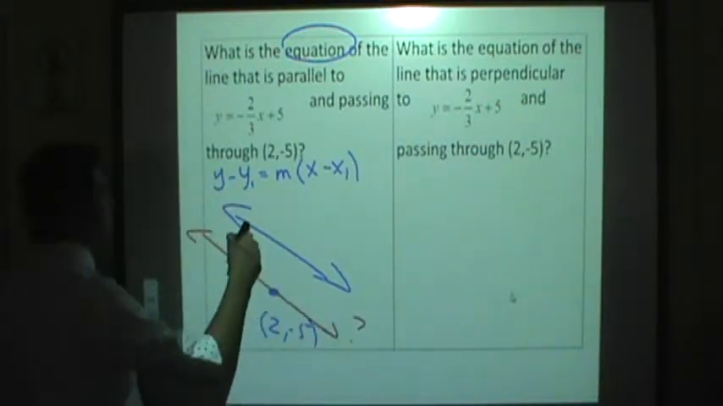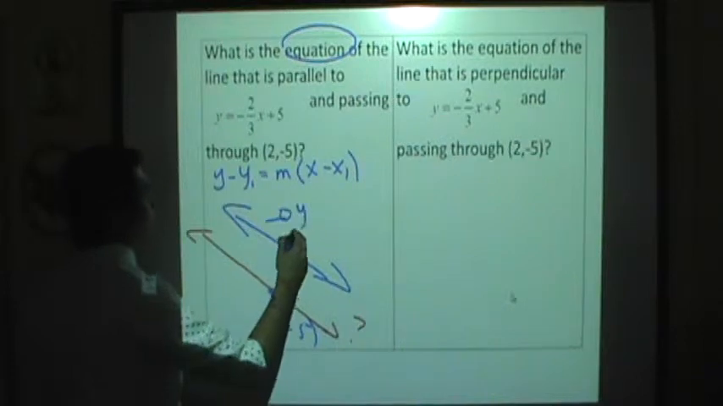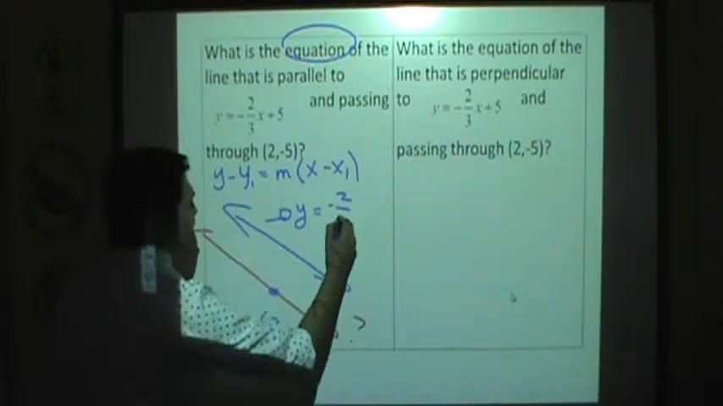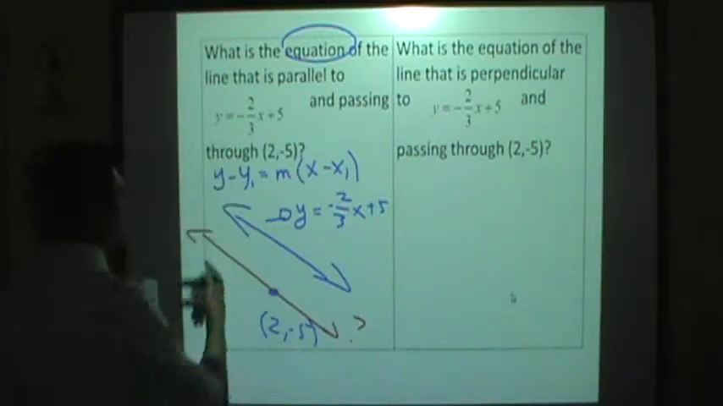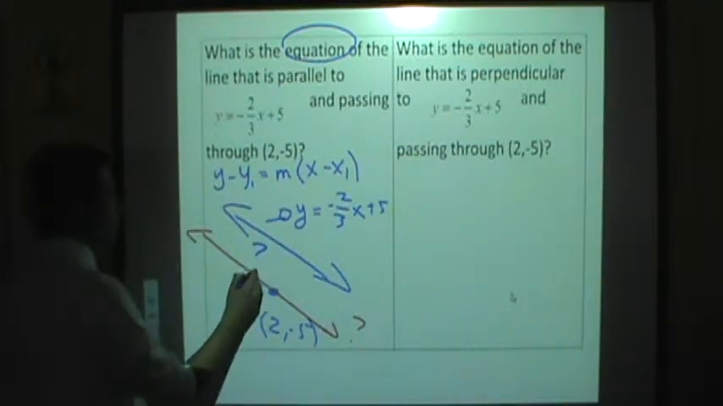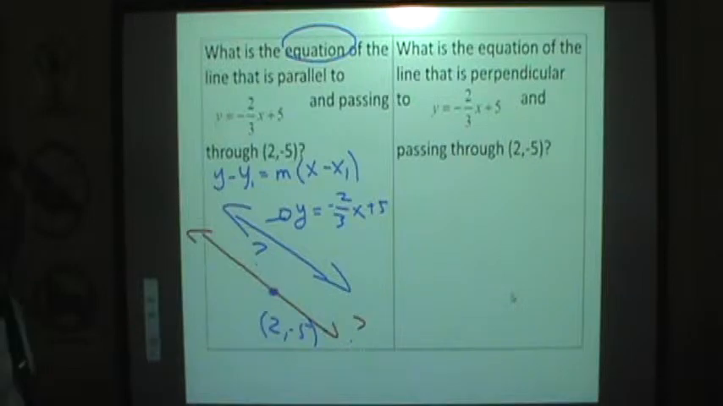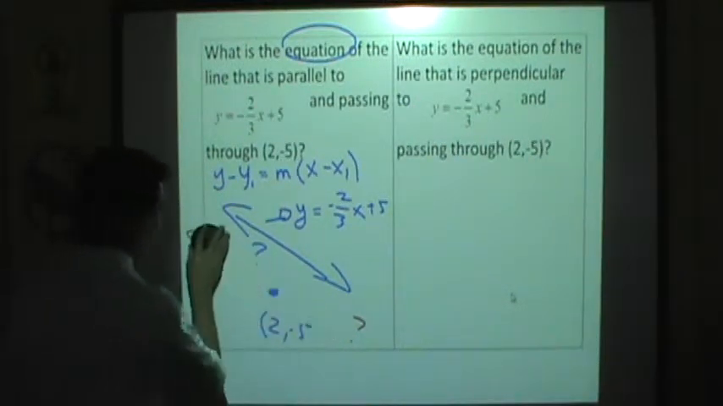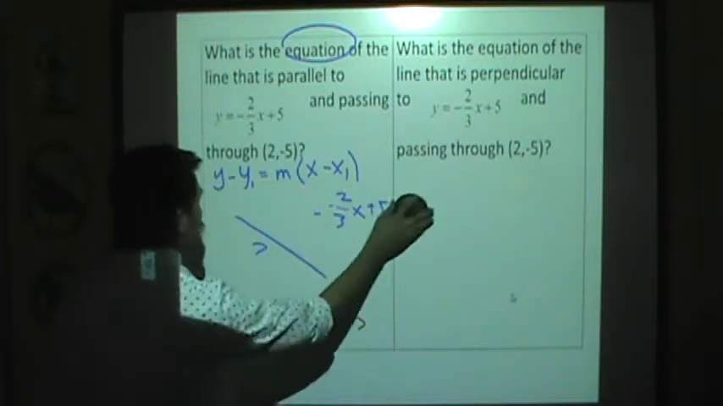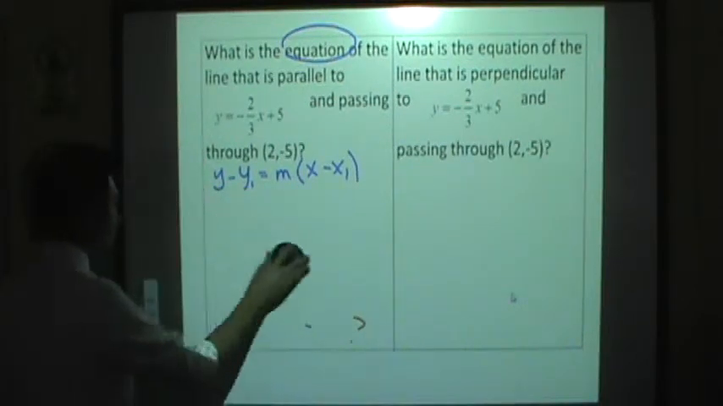We know the equation of this line is -2/3x plus 5, because that's in the problem. The question is, how about the red line? And that's going to be our job today, to make sure we know how to solve for the equation of the second line. Okay? Let's do it.